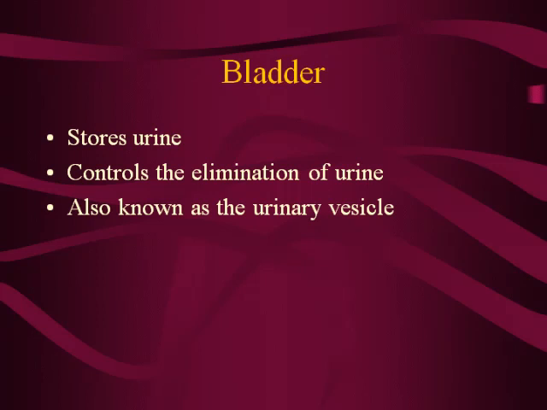You know that the bladder stores urine and helps to control the elimination process, okay? It's also known as the urinary vesicle. Of course, I've never heard anybody say, oh, how is your urinary vesicle? We always talk about the bladder. So remember, the kidneys control the formation of urine and regulate body fluids. The bladder stores that urine and helps, again, to eliminate.